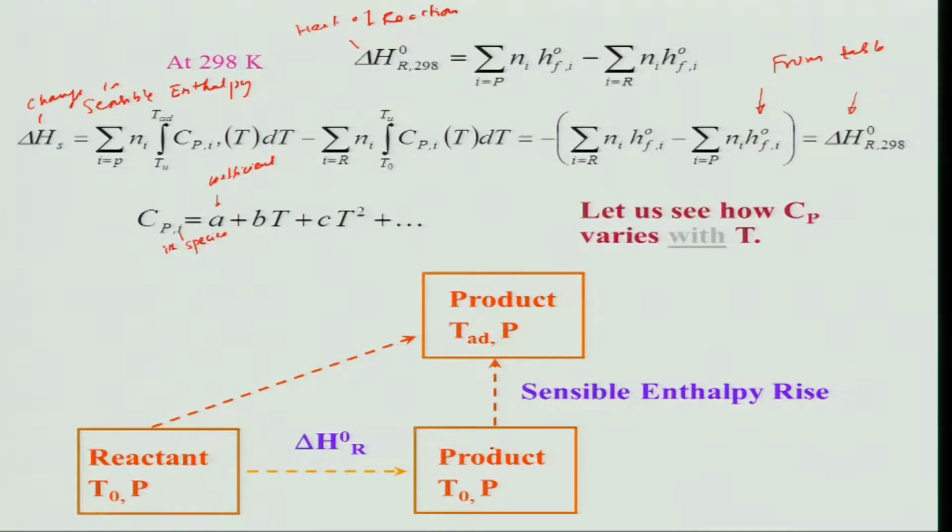If you look at it, is it happening? No, just for simplicity, to make you understand what is happening, I have drawn that the actual process goes in this way. That means the reactant is going to the product at a higher temperature, the adiabatic temperature, right. So you can think of the heat being released and the product temperature being raised due to sensible enthalpy rise, because it is an adiabatic process.